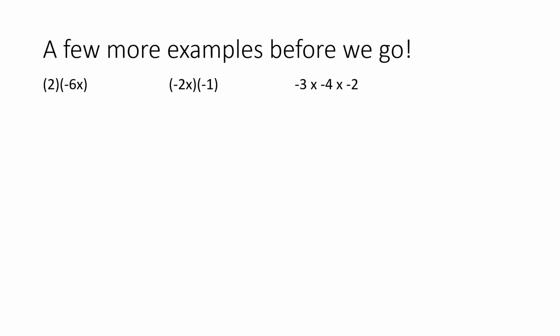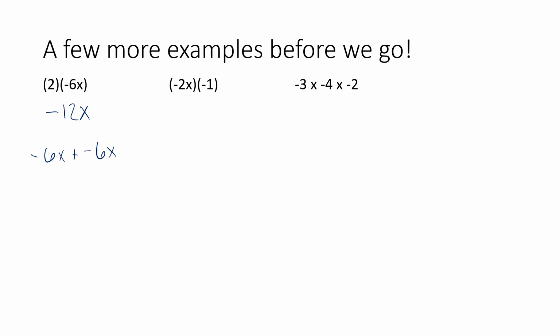Just a few more examples before we go. These rules will also work for things with variables. So if you have 2 times -6x, we would do 2 times -6, which would be -12. And of course, we would have the x in there. So 2 times -6x is -12x. You could also think of that as -6x 2 times. So -6x plus -6x would give you -12x.